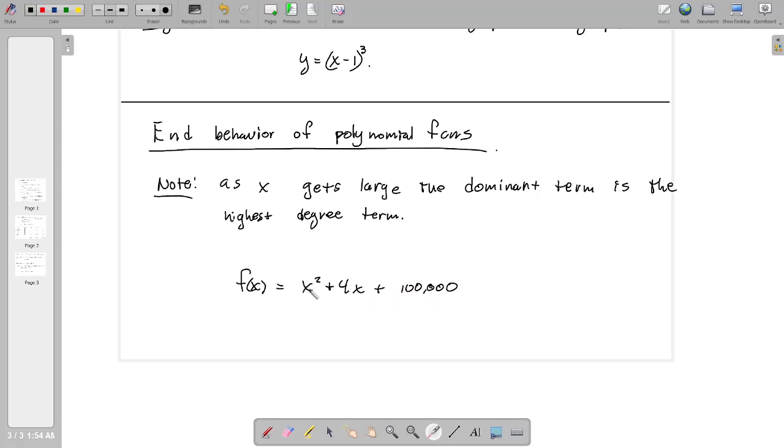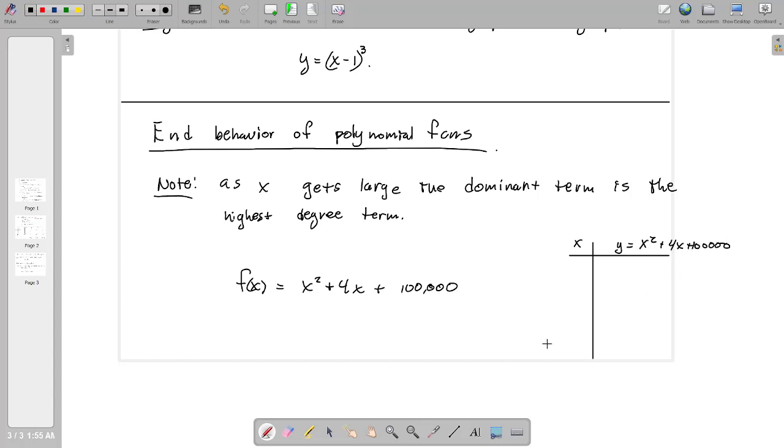So when x is near 0, the y value is most dominated by this constant term, for this particular function. It's not always the case. But what is always the case is that as we get larger and larger, the dominant term will shift to the highest degree term. So let's look at x here, and let's look at our y value, which is going to be x squared plus 4x plus 100,000.